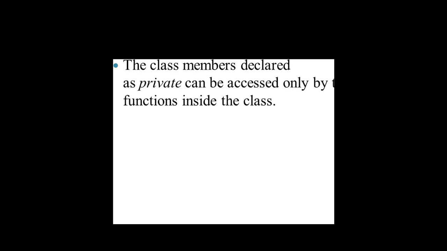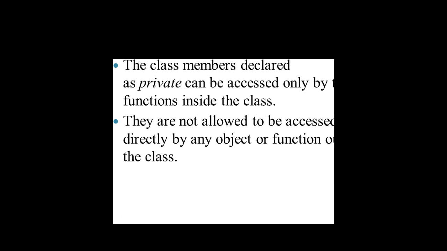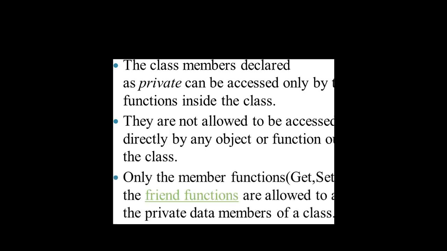So let's sum up the key points of private members. The class members declared as private can be accessed only by the functions inside the class. They are not allowed to be accessed directly by any object or functions outside of the class. Only the member functions, like the get and set functions, or the friend functions are allowed to access the private data members of a class. Now we have learned about the get and set methods. In the coming videos, we will learn about the friend functions.